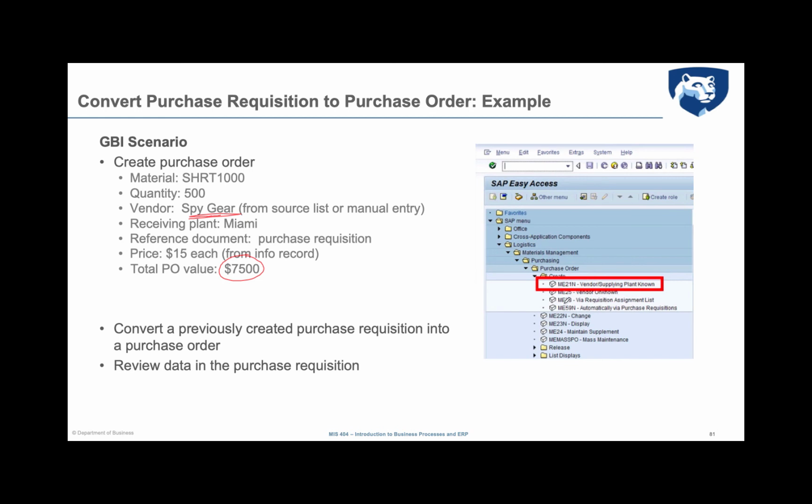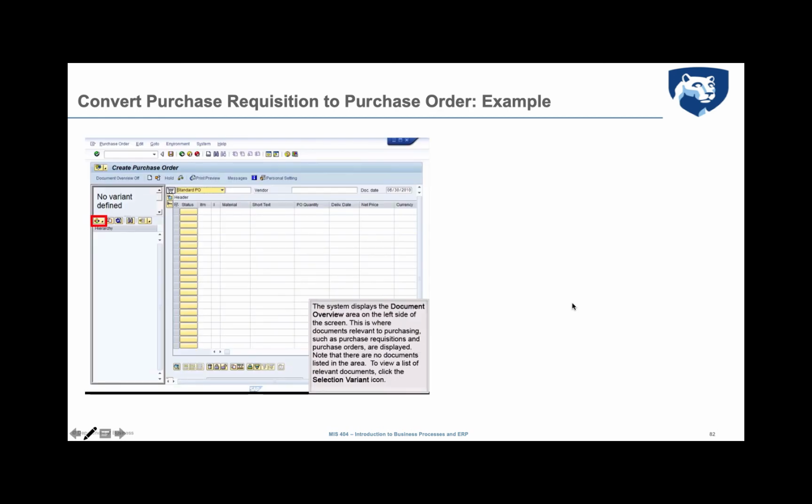Otherwise, you see that there is ME25 when the vendor is unknown, so the vendor is new and needs to be included from scratch. That's what you see. Remember that if the requisition has been created and structured, you can link the purchase order to the requisition, so some fields are automatically populated.